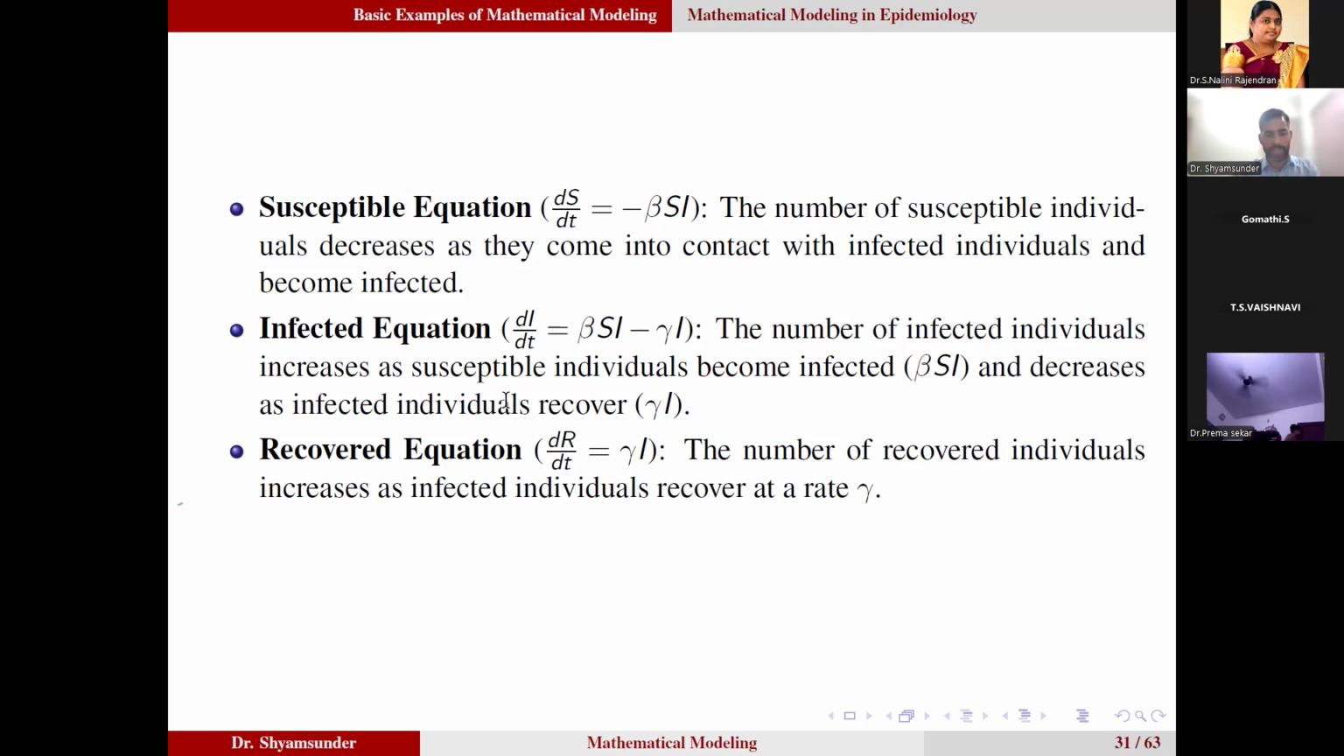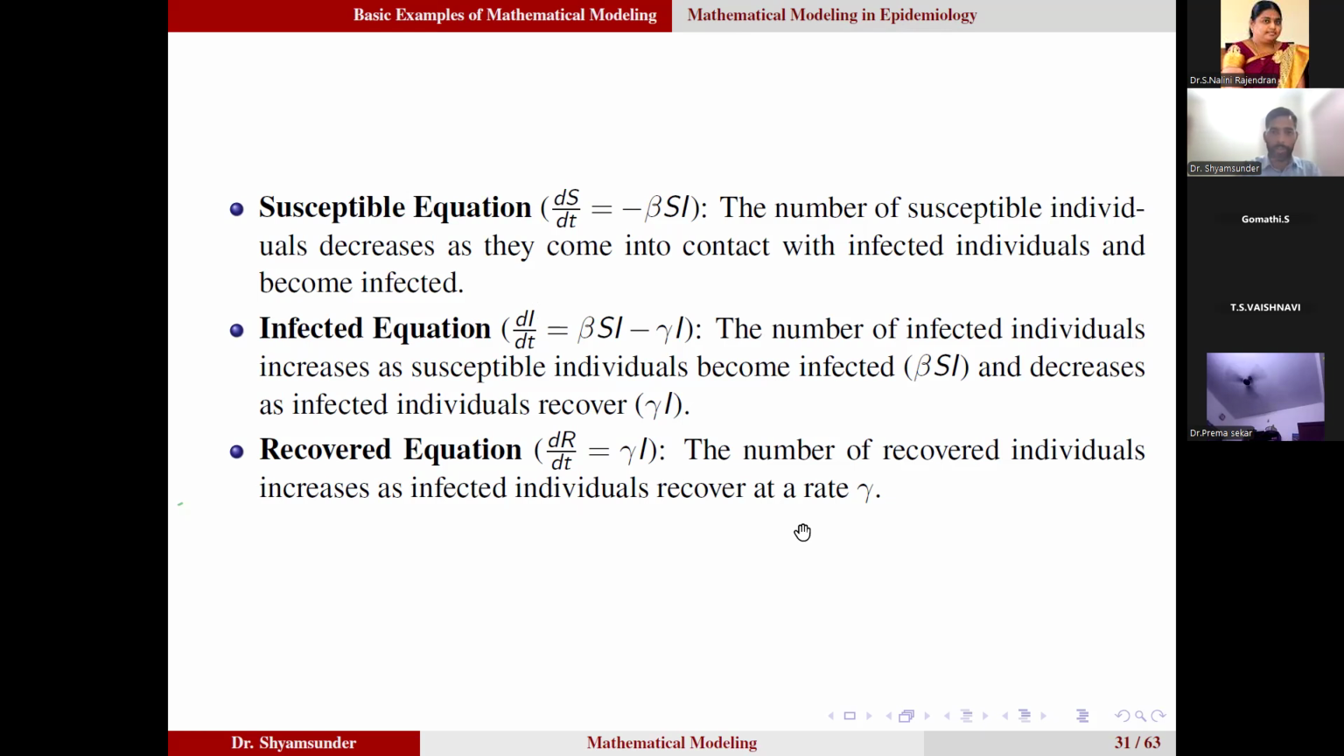The second equation represents the change in the infection class with respect to time t. The number of infected individuals increases at first because susceptible individuals are joining the I class, and then the infected population decreases because individuals recover at rate gamma. Last is the recovered population: the number of recovered individuals increases as infected individuals recover at rate gamma.